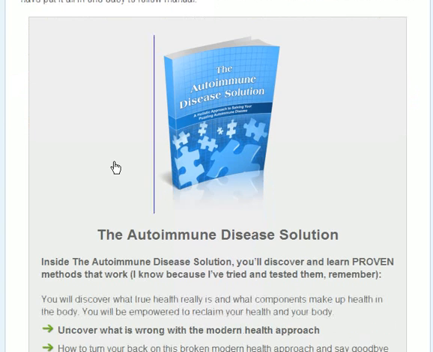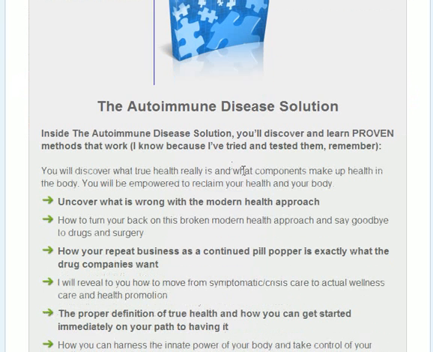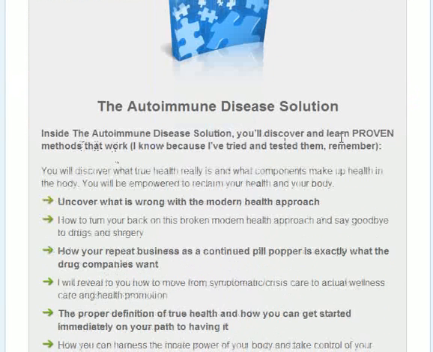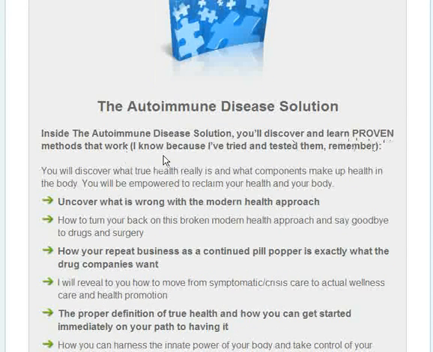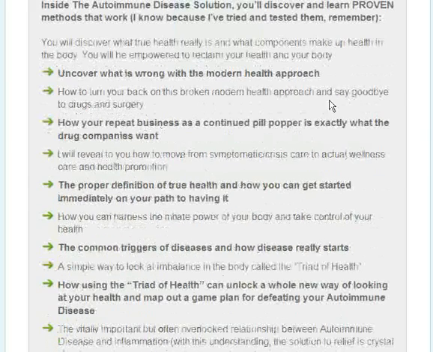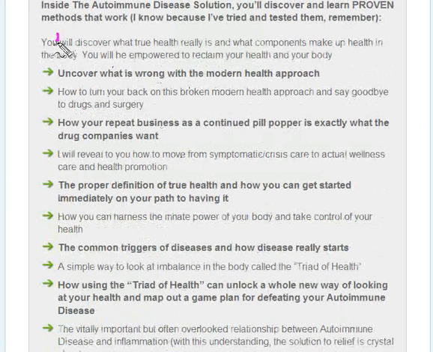Okay, then you present the book. The autoimmune disease solution. Inside the autoimmune disease solution, you discover and learn the proven methods that work. I know because I've tried and tested them. Remember. Okay, now let's look at your bullet points. Here it is good to use contractions. You'll again, find other words.